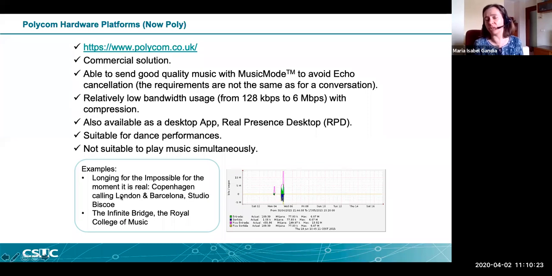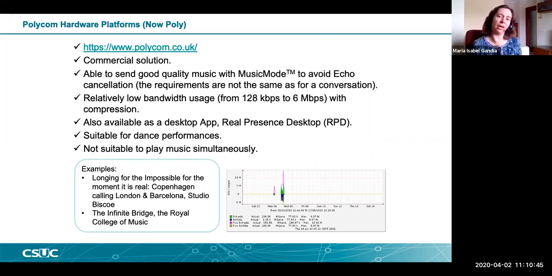The bandwidth used is relatively low. If you use less bandwidth, you will have less quality or more delay, but at least you can manage. It's from 128 kilobit per second to 6 megabit per second. That's not bad, with compression, of course. And there's also an available version of a desktop application that is called Real Presence Desktop.